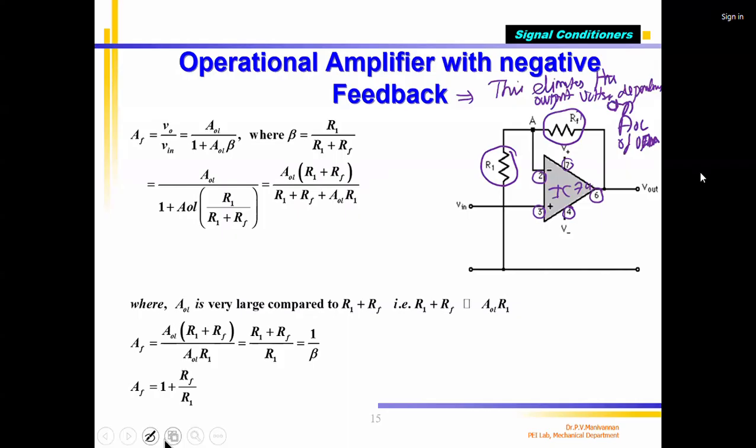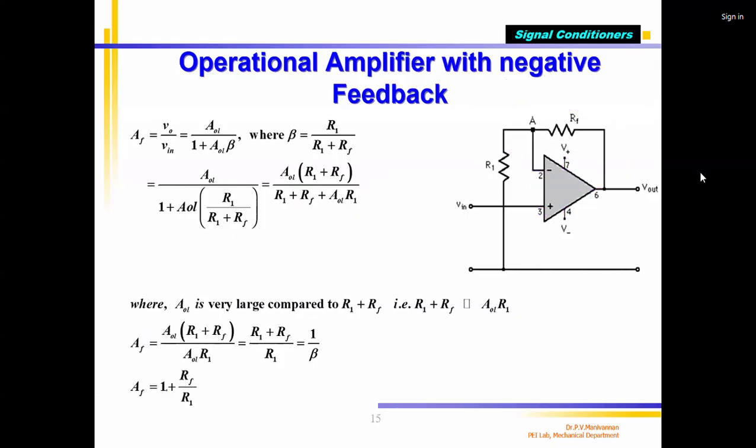So let me clear this. Take down the picture. In the exam, you may be asked to draw the operation amplifier with negative feedback and derive the output voltage gain, which is called the feedback gain, AF. AF is called the feedback gain. Note down.